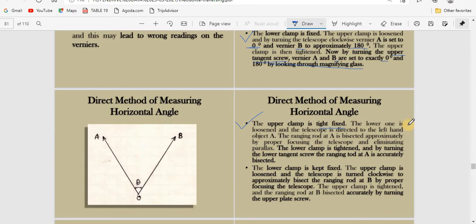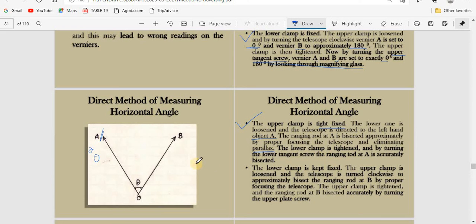The lower one is loosened and the telescope is directed toward the left-hand object A. Now you have to bring the 0 to point A. So you fix your upper clamp and release your lower clamp, and you bring your telescope towards point A. When you bisect A, you will have the reading of 0 at vernier A. Then the ranging rod at A is bisected approximately, by proper focusing of the telescope and eliminating the parallax.